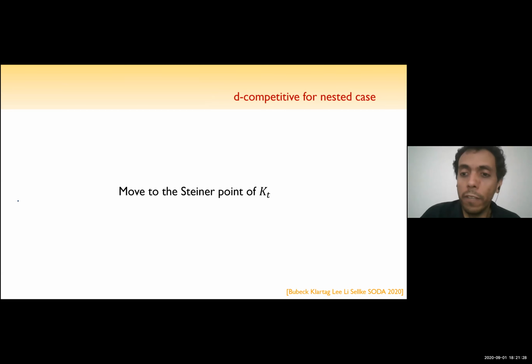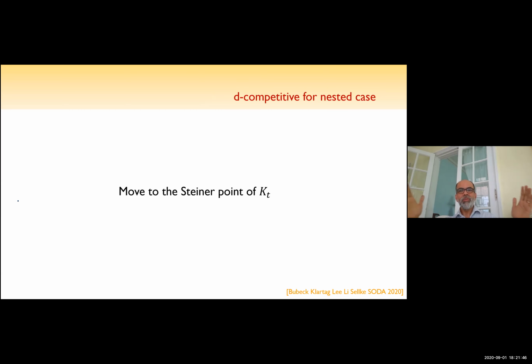So Neil Olver asks if this is tight for this algorithm. That's an excellent question. It is tight for this algorithm. However, one thing that comes out is in order to get a tight example, you need a request sequence which is exponentially long.